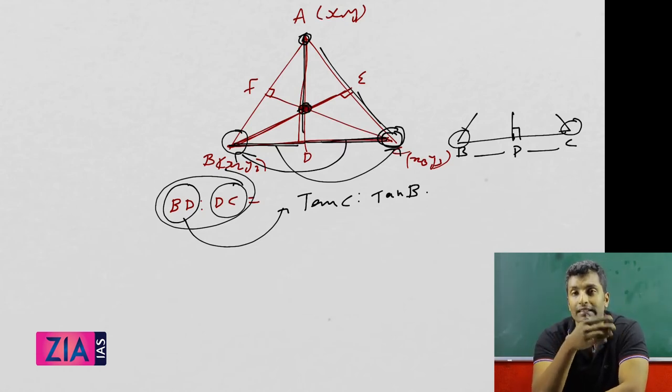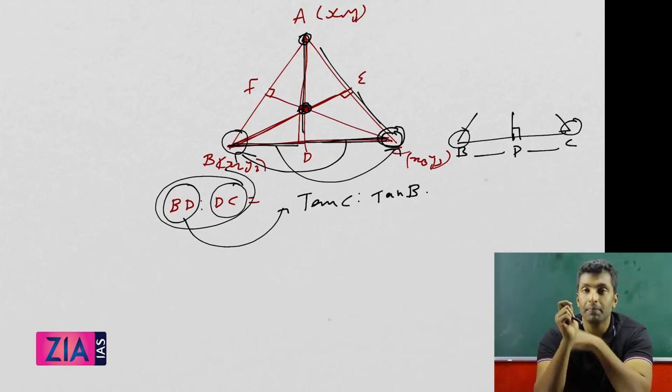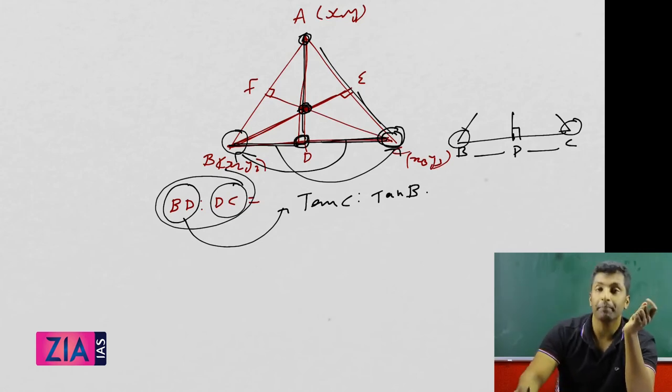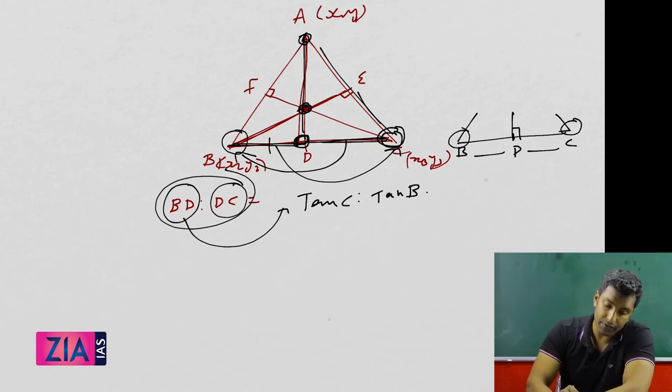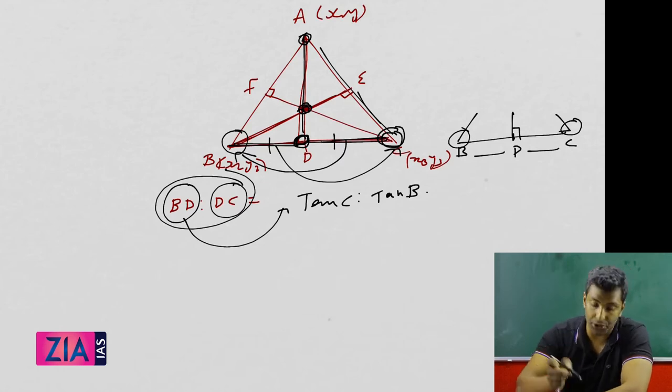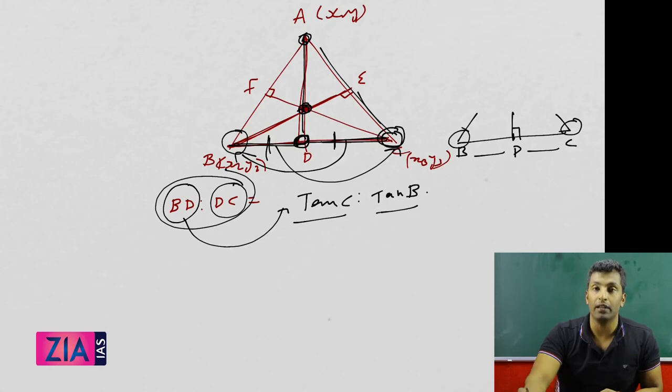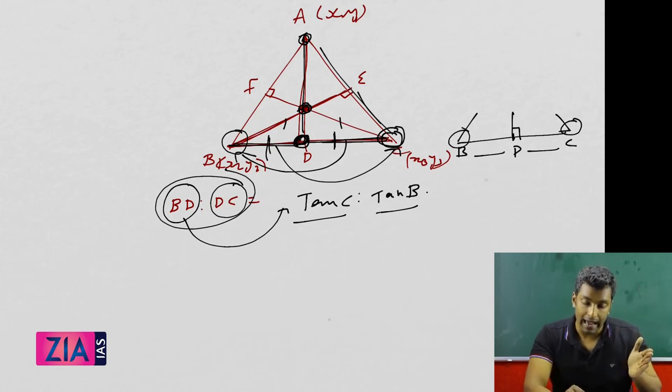I'll be talking about the facts and then it's up to you, okay? Ultimately, what I'm going to do is develop the relations and try to find this point. Once we know this is divided in such a ratio, we understood this ratio, that is tan C and tan B. So there's a point which divides the line segment BD in the ratio tan C to tan B.